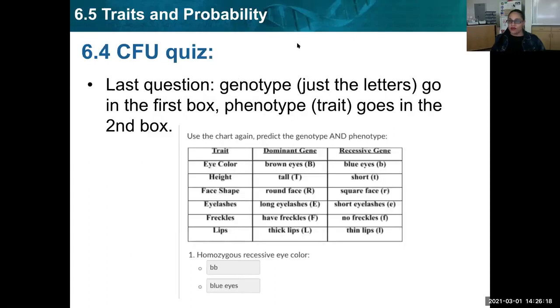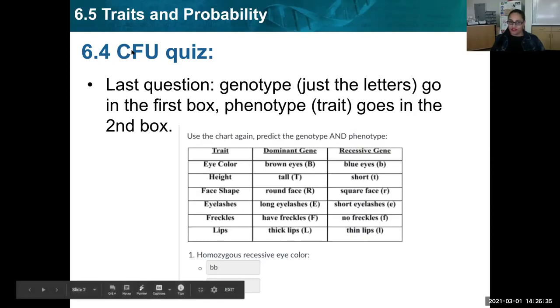All right, moving on really quick. This is just review from the Check for Understanding quiz last week. You don't have to write this down. But the last question is the question that people had the hardest time with. So it tells you, use the chart, predict the genotype and the phenotype. So it's pretty much exactly what we just did, but using bees.